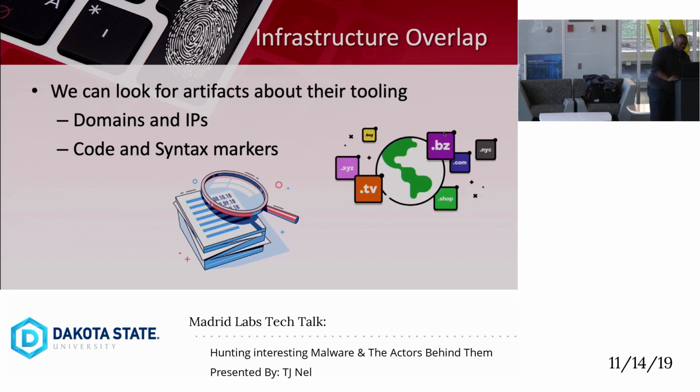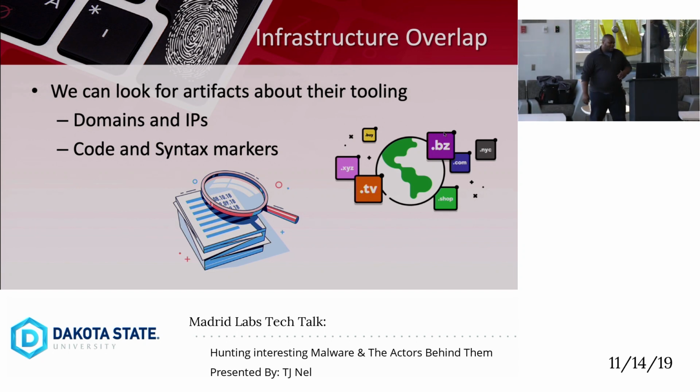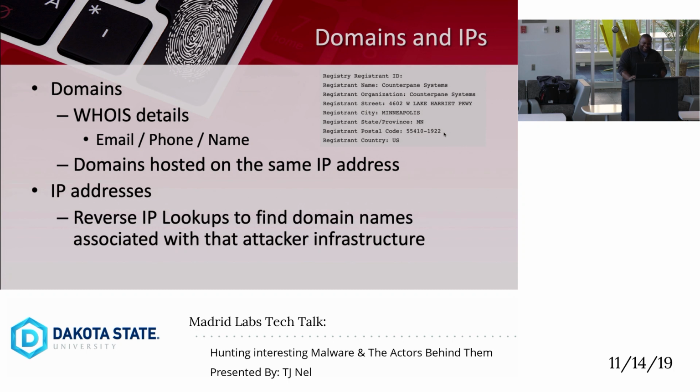Another way is infrastructure overlap. So we're looking at the artifacts that are in their tooling. So domains and IPs, code syntax markers, those types of things. And I'll sort of speed up here because I know I'm long-winded and I only have 50 more slides, so bear with me. So domains and IPs.